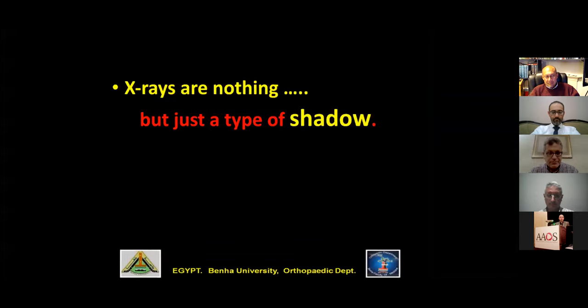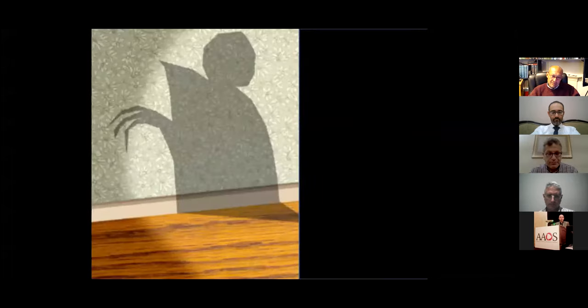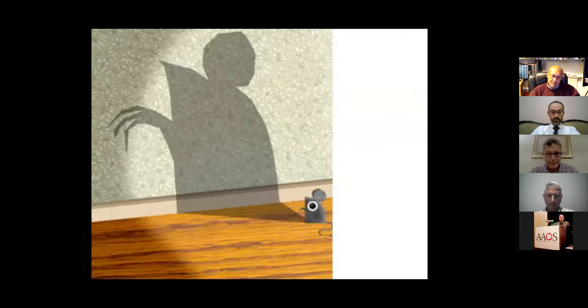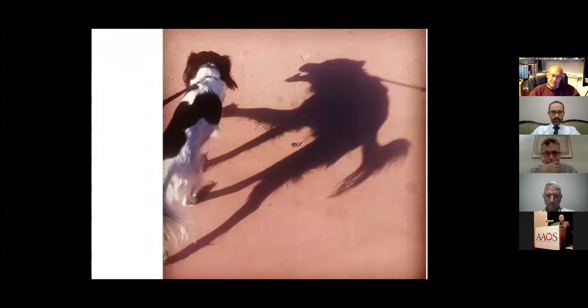X-rays are nothing but just a type of shadow. My alignment is the truth. The X-ray is its reflected shadow. Perception of this is the orientation. This is a shadow for this orientation. This alignment makes this shadow or orientation. This is another one, a distorted image, or this shadow is for a nice puppy. That is because the light source has a different angle, not giving the truth. And so can the X-ray. It can distort an image and give a false impression.